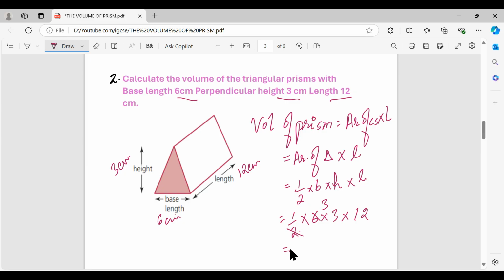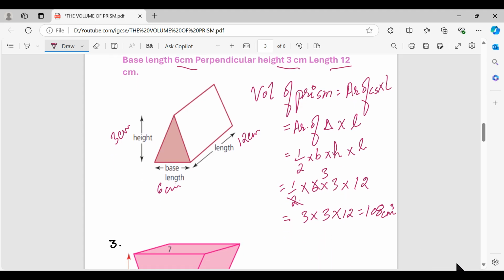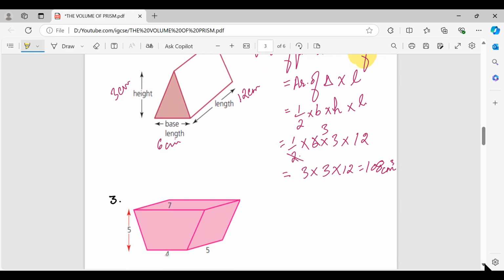So you get the volume of the prism as 3 times 3 times 12, that is 108 centimeter cubed. Right. Now, your formula for a prism is always area of cross section times length. The only change you have to make is the area of cross section. It keeps on changing depending on the shape of the cross section. So let's look at another shape.